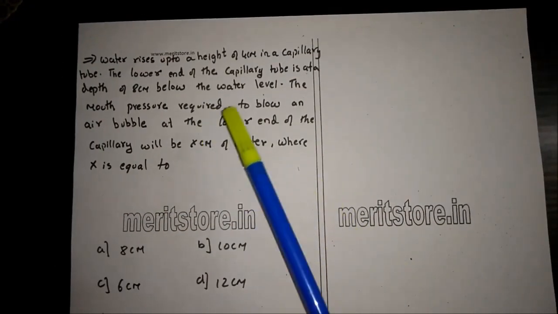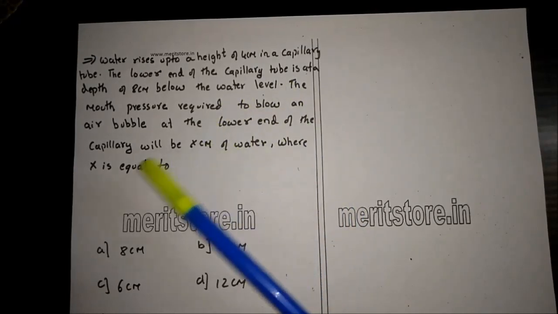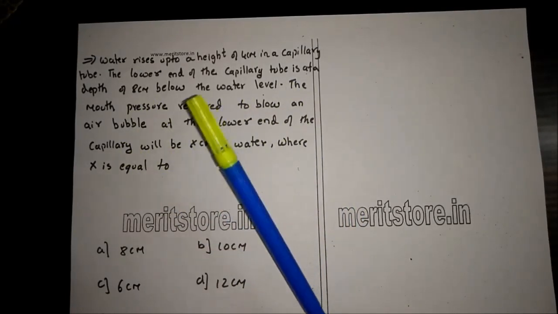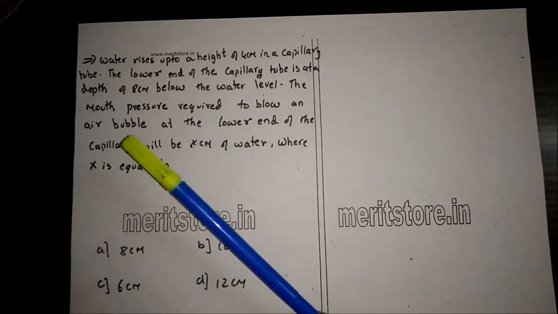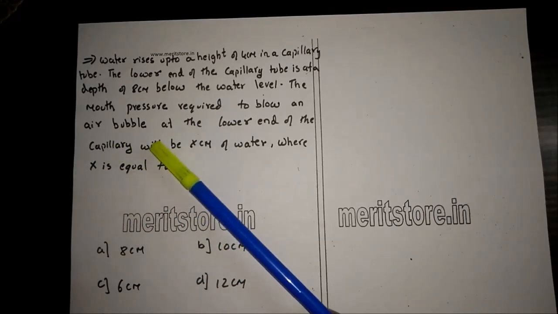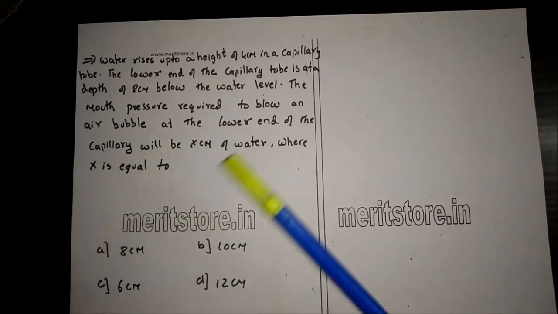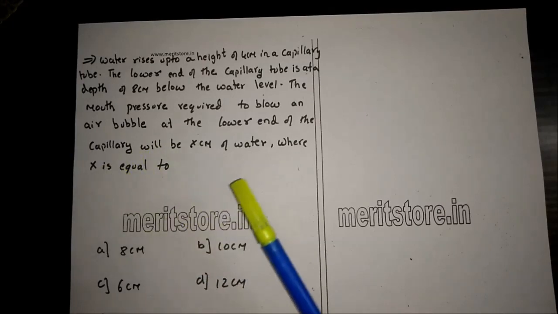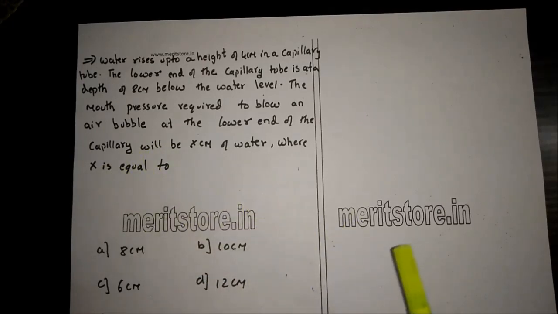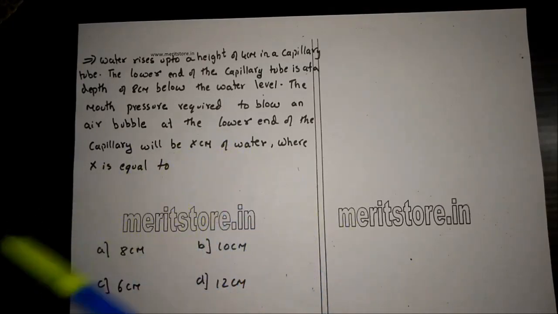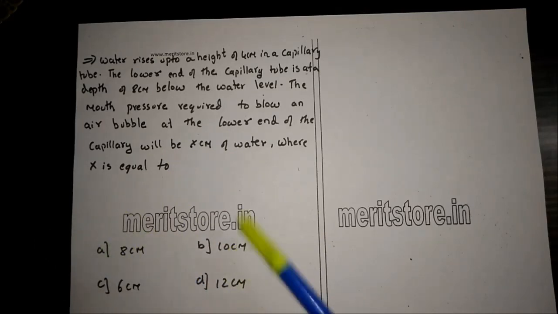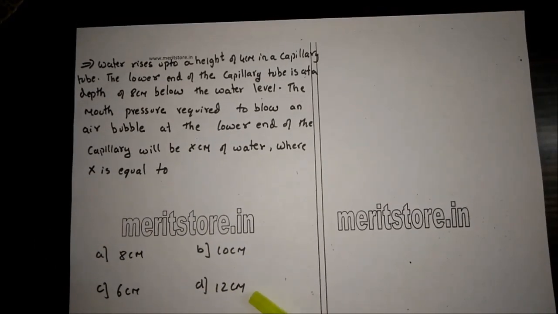Water rises up to a height of 4 centimeter in a capillary tube. The lower end of the capillary tube is at a depth of 8 centimeter below the water level. The mouth pressure required to blow an air bubble at the lower end of the capillary tube will be x centimeter of water, where x is equal to either 8 centimeter, 10 centimeter, 6 centimeter, or 12 centimeter.